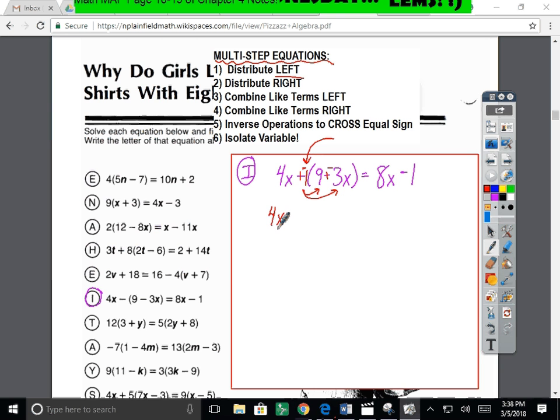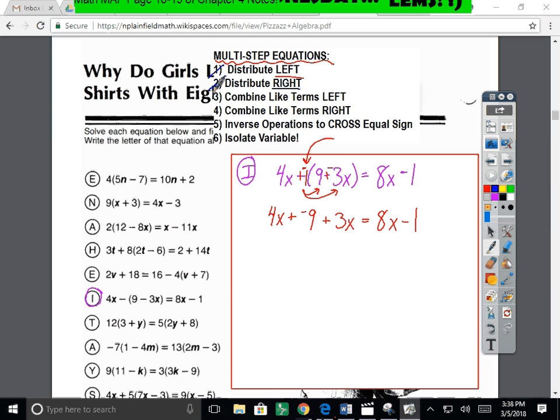I would still have 4x, but -1 times 9 would get me -9. And -1 times a -3x would turn that into a positive 3x. Negatives times negatives are positives. On the other side, I still have 8x take away 1. Excellent. I got rid of my distribution on the left. Is there any distribution on the right? Well, let's check. Nope, no parentheses over there.